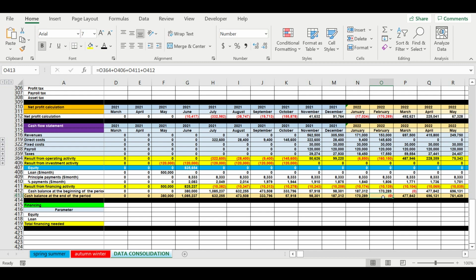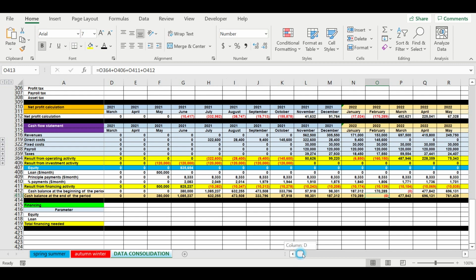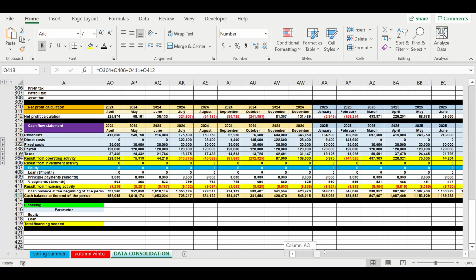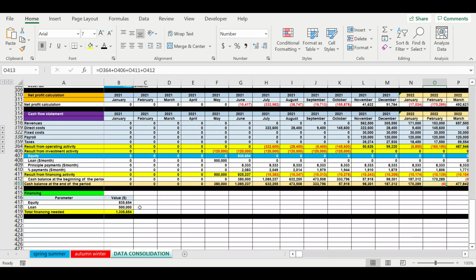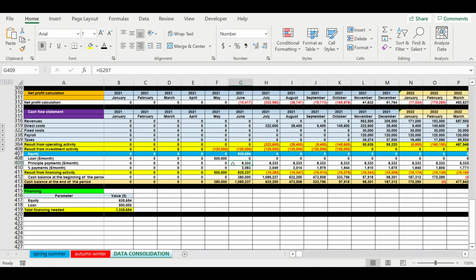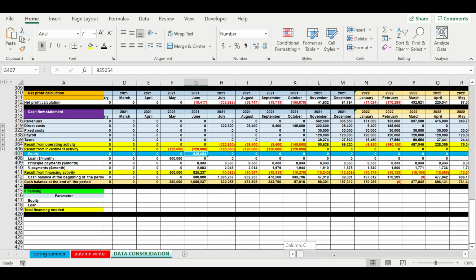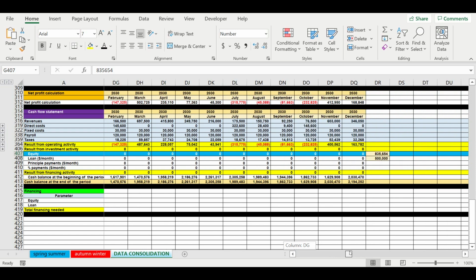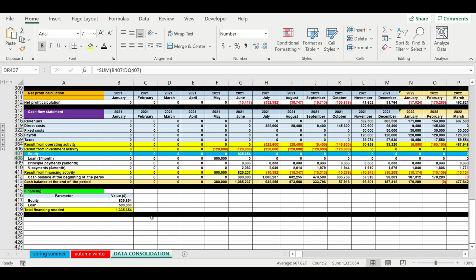So this is the 0. This means that we don't need any additional financing. So we take this total, have these values, they go here. And now we see the total financing needed to start our business idea.